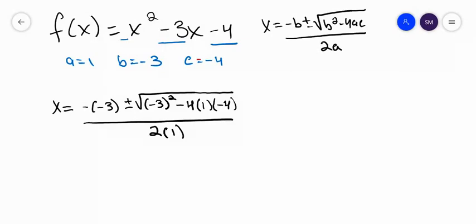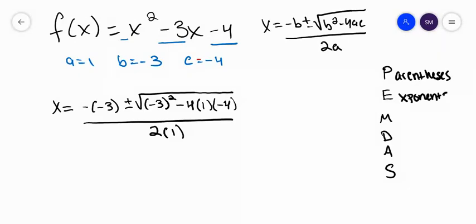We sometimes use the acronym PEMDAS to help us remember this. P stands for parentheses, E stands for exponents, M stands for multiplication, D stands for division, A stands for addition, S stands for subtraction.